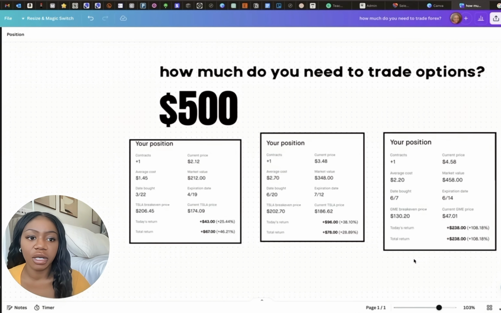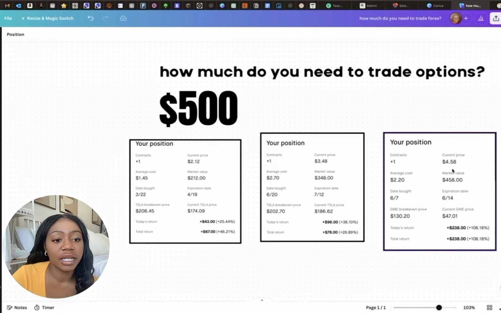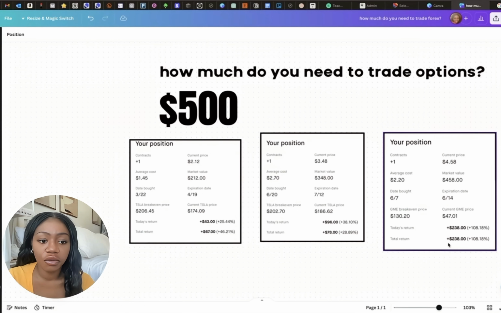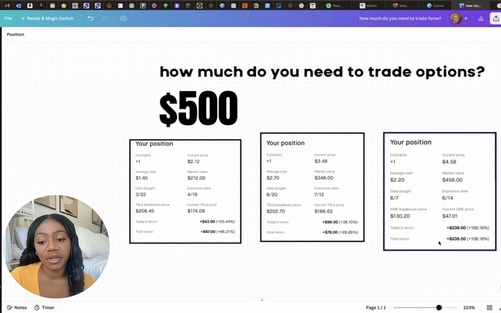Another example of what you can buy with stock options, I had this one contract of GME. So I bought the contract for $220. I held it for like 3 minutes and it just shot up and it ended up going to $458. So I ended up selling it for a total return of 108%, which is considered a home run. And I made $238 profit on this contract that only cost me $220 to get into.